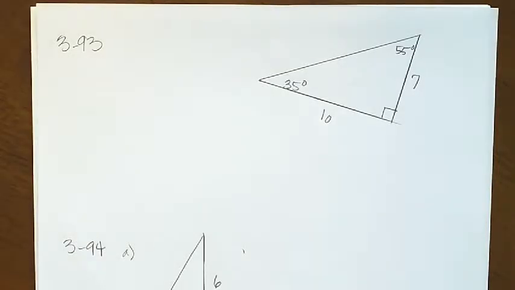Okay, let's get started with 393. I do want you to draw pretty much all the diagrams in this homework assignment. So go ahead and draw that triangle for 3-93. Pause the video if you need to. And let's look at what we're being asked to do.